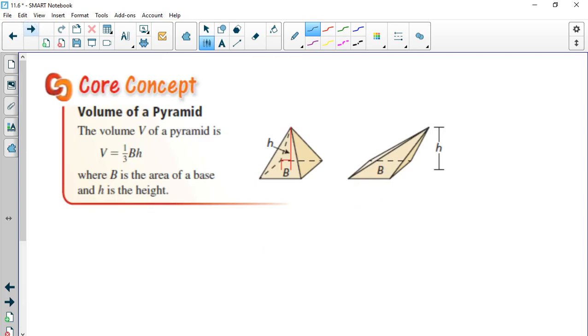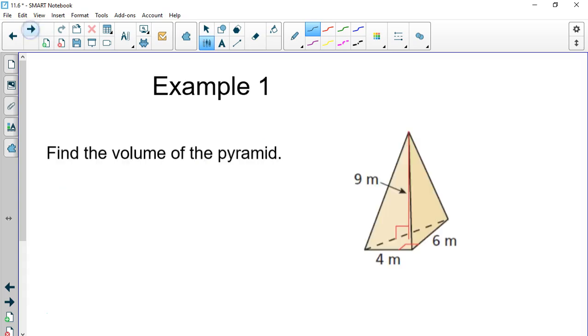More formulas. Formulae. Volume of a pyramid. So this is basically just a very simple formula. You take the base, the area of the base, capital B is the area of the base, okay? Divide by 3 and multiply by the height. And the height is from the bottom to the top point at a 90-degree angle. So find the volume of the pyramid.